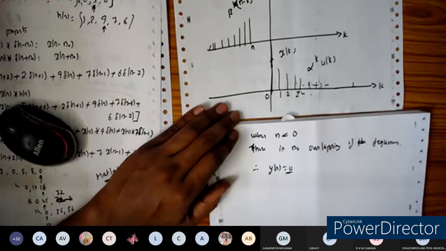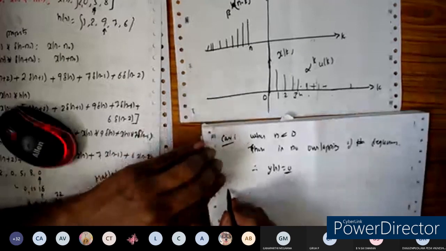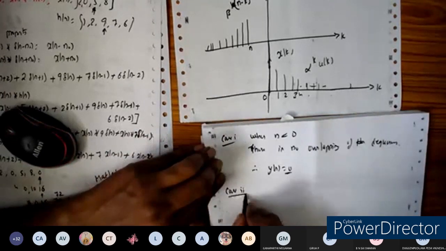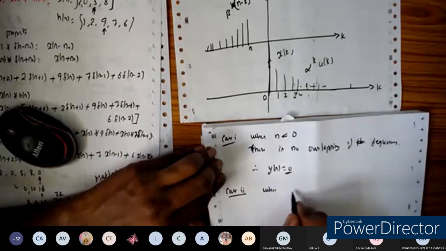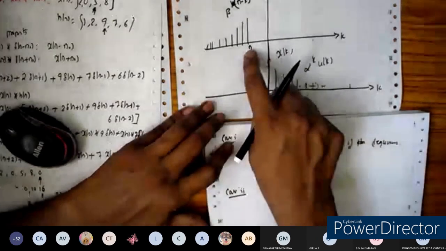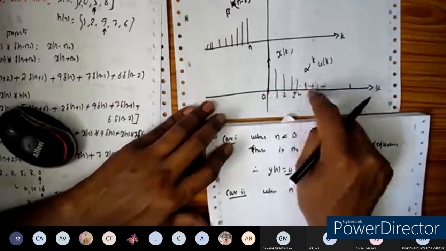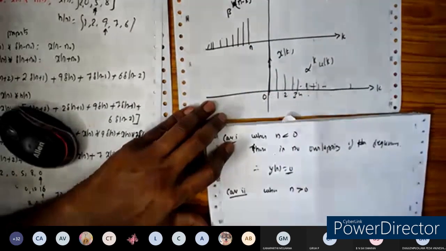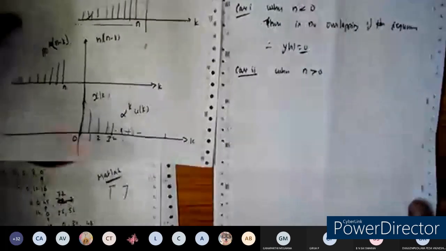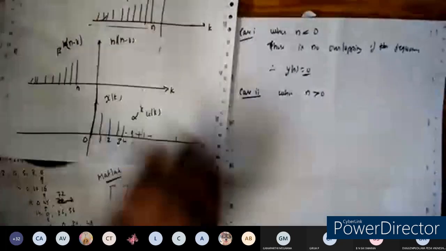Okay, so fine. Next, case 2: when n is greater than 0. When n is greater than 0, it means we will encounter an overlapping of the sequences. So how will the overlapping of the sequences occur? I'm going to plot the waveforms here.